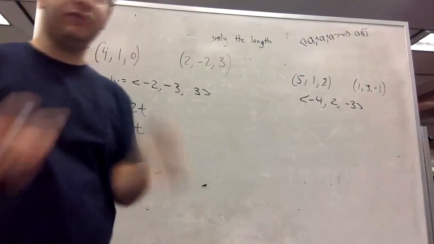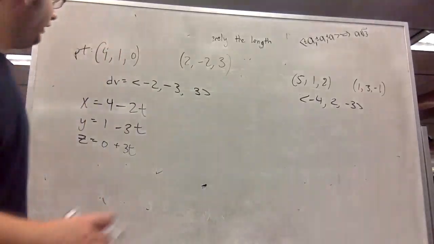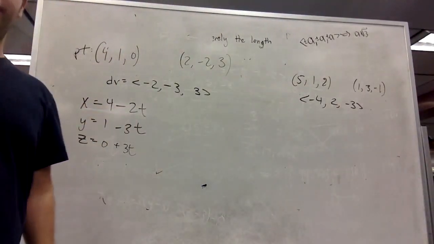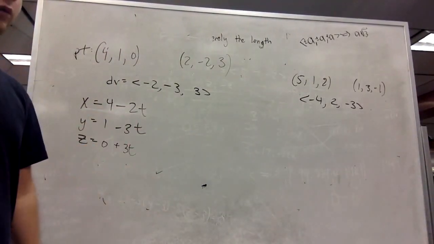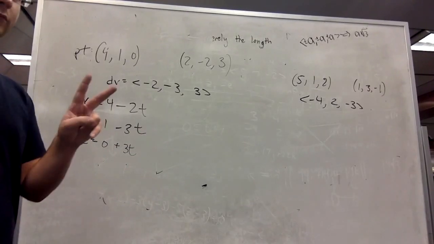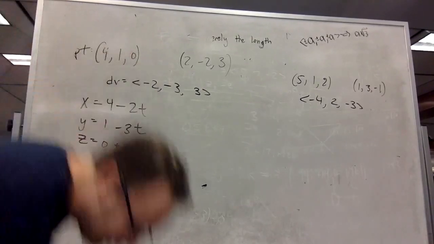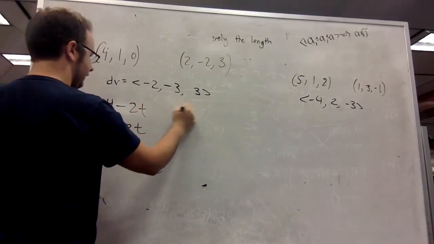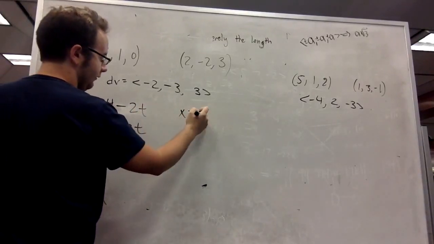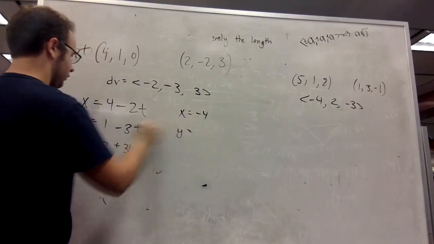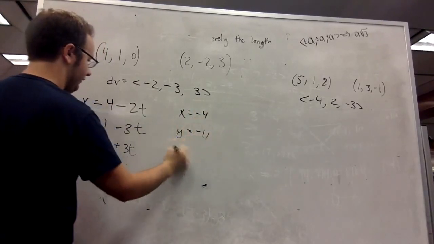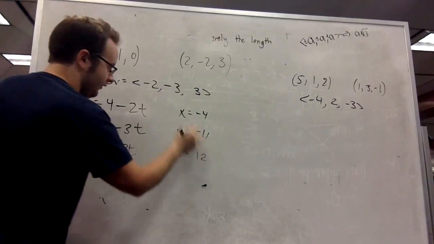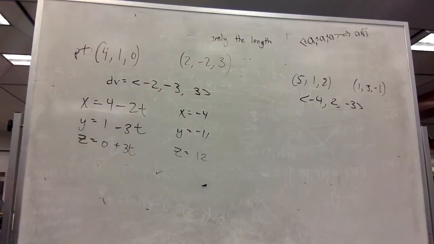It could be a negative number, it could be a small number, it could be 0.5, any number you can think of. What's another point that's on the line? Pick a value for t other than 0 or 1. 4? 4, sure. Let t equal 4. I get x equals 4 minus 2 times 4, which is negative 4. 1 minus 12 is going to be negative 11. z equals 12. This is another point that is on the line that corresponds to t equals 4.